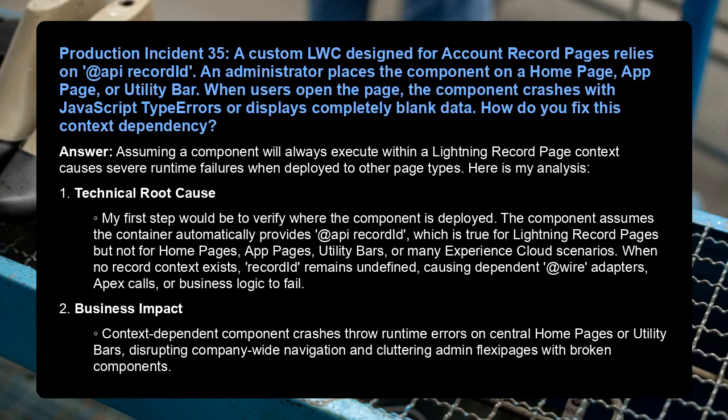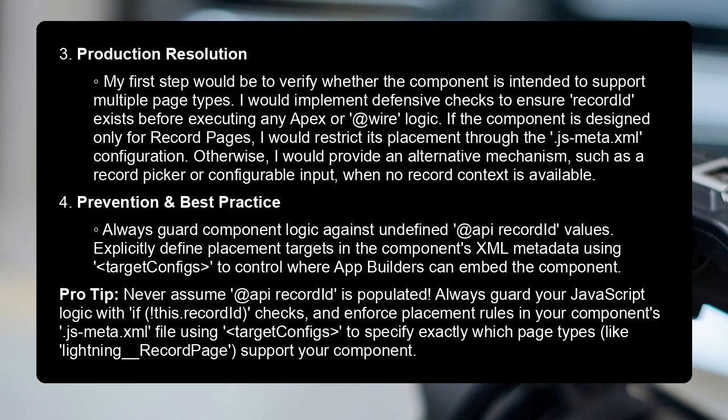2. Business impact. Context-dependent component crashes throw runtime errors on central home pages or utility bars, disrupting company-wide navigation, and cluttering admin flexipages with broken components. 3. Production resolution. My first step would be to verify whether the component is intended to support multiple page types. I would implement defensive checks to ensure recordId exists before executing any Apex or @wire logic. If the component is designed only for record pages, I would restrict its placement through the .js-meta.xml configuration. Otherwise, I would provide an alternative mechanism, such as a record picker or configurable input, when no record context is available.